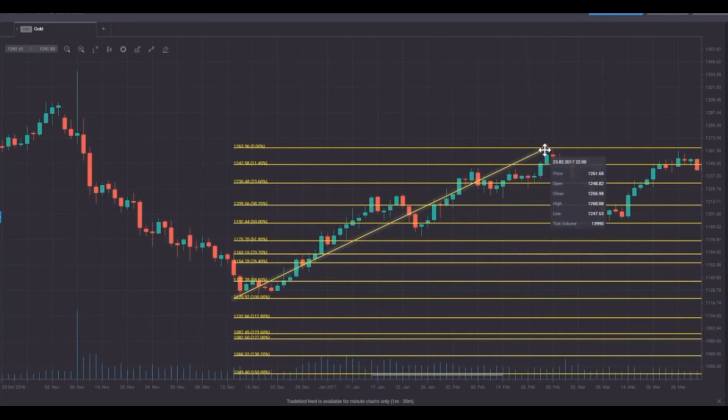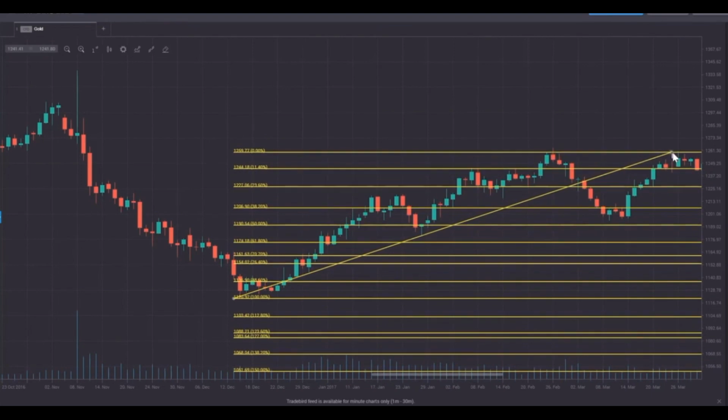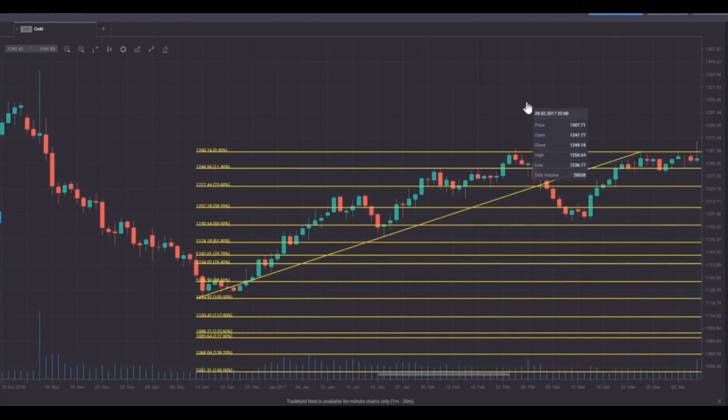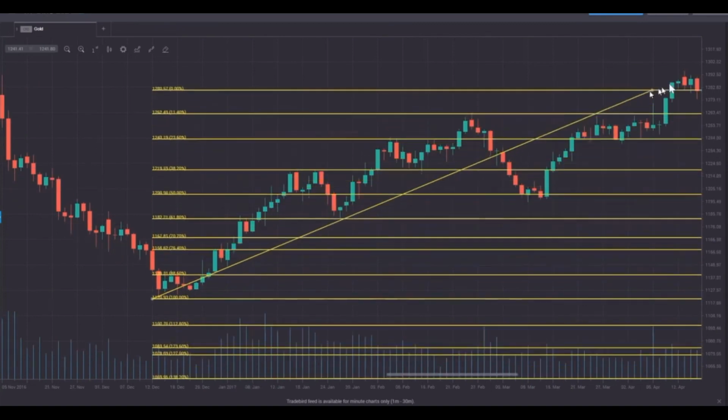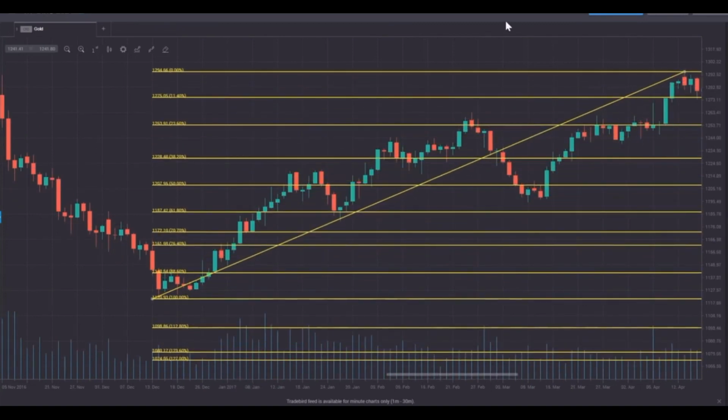So again, as usual, let's just adjust our lines. So we'll pick it off that high there. And again, we're just trying to see now what happens. Does the market hold on these old levels? I think it's pushed just a little bit higher. So let's just nudge it up to that high up there. There we go. And it started coming off.